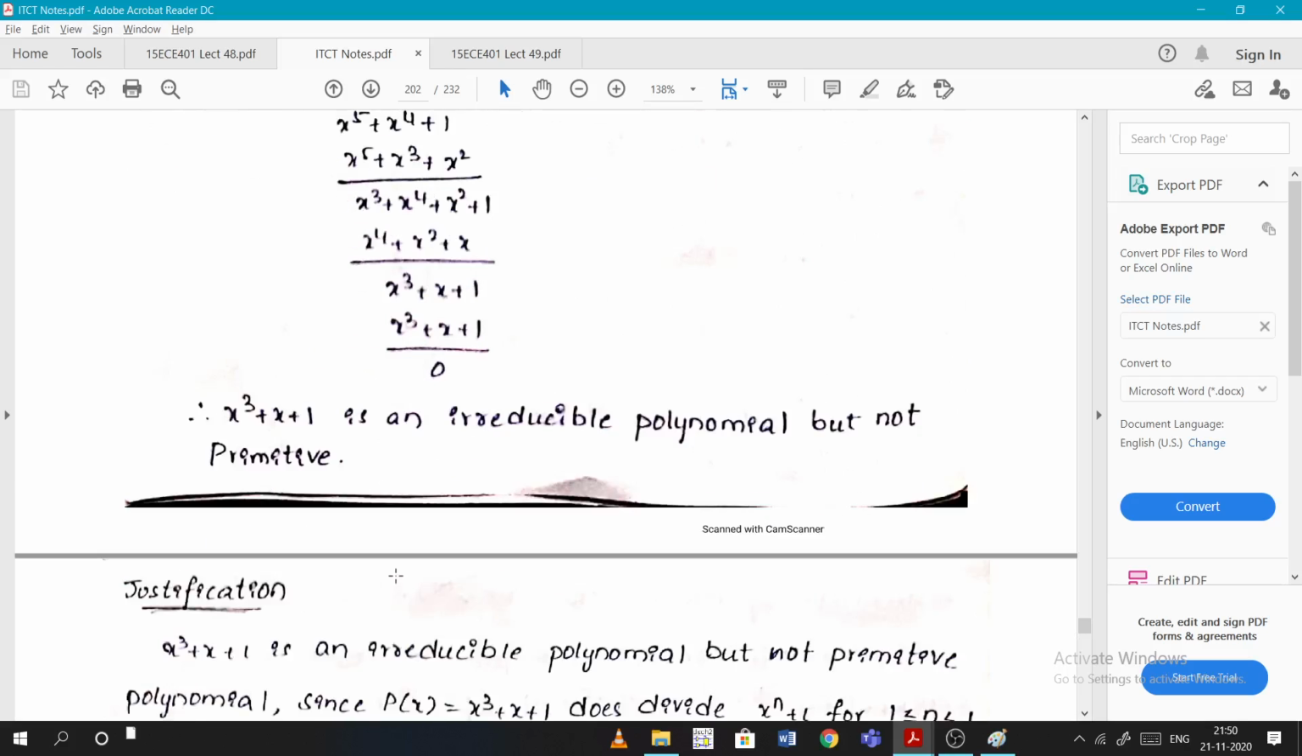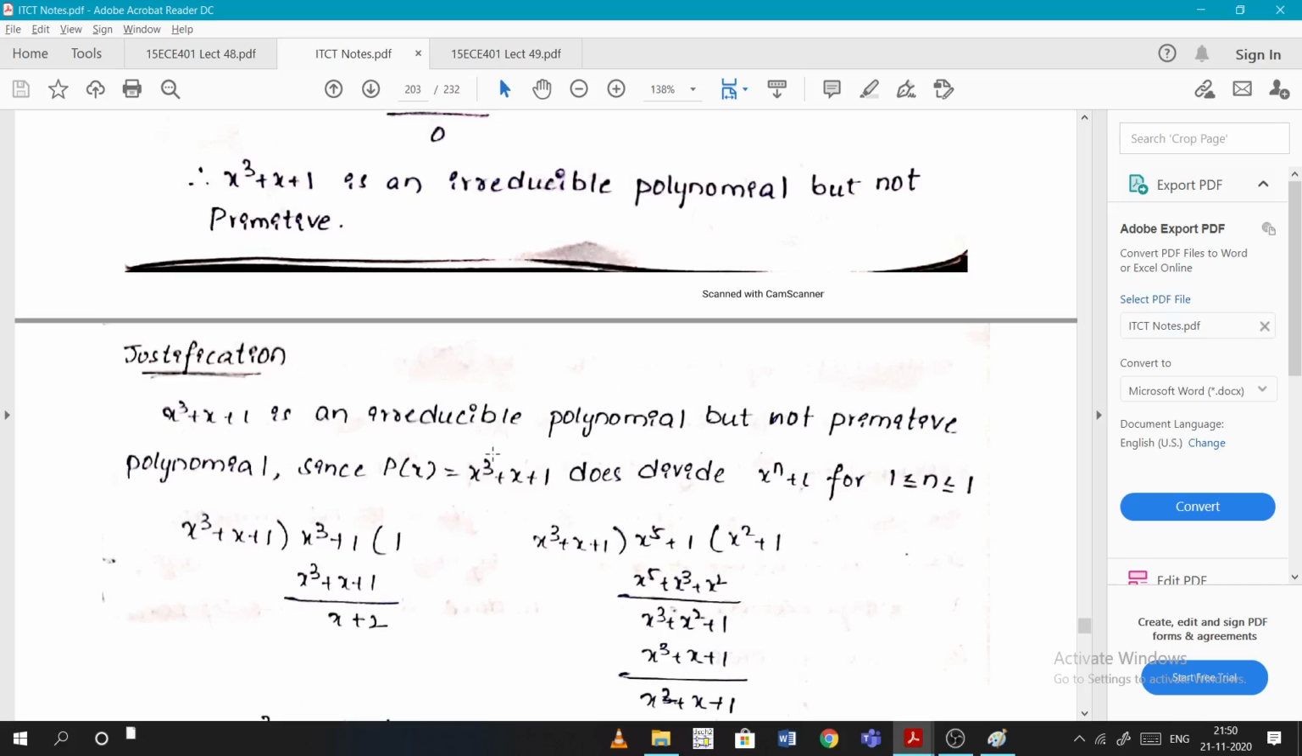To check for primitive, it is not an easy way. Basically it is a time taking process, a hit and trial method. The highest degree here is 3, right? So we need to start from 3. Let us take a polynomial x cube plus 1, which has a degree of 3, right? We will divide this polynomial with the given p of x.